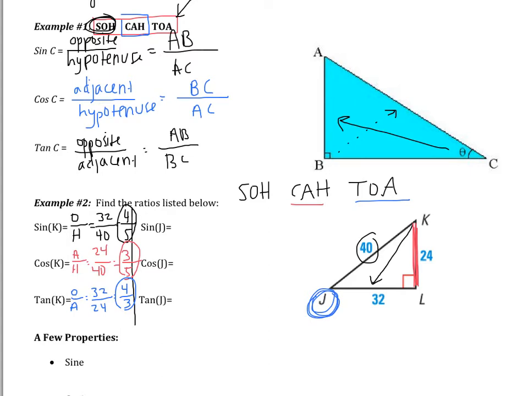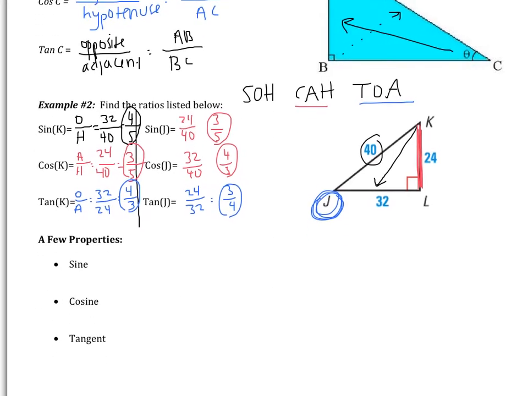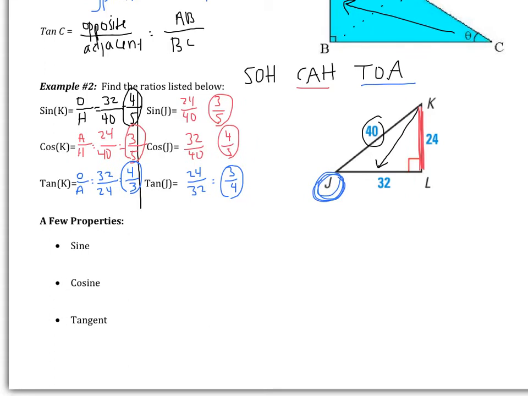Okay, let's see how we did. Sine of J should have been opposite over hypotenuse, which is 24/40, which simplifies to 3/5. Cosine of J should have been adjacent over hypotenuse, which in this case is 32/40, simplifies to 4/5. And then last one, tangent of J should have been opposite over adjacent, which is 24/32, which simplifies to 3/4. So, hopefully that one went well for you. If not, you will get a chance to redeem yourself.